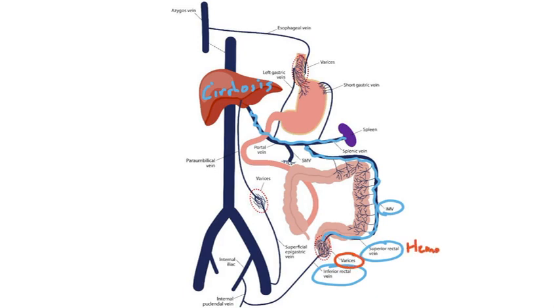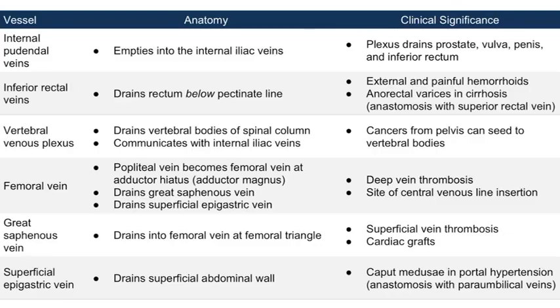Now, the superior rectal vein can also be the source of hemorrhoids, but these occur above the pectinate line, so they receive visceral innervation, which means they are painless, whereas hemorrhoids in the inferior rectal veins receive somatic innervation, so they're painful. Going back to the table, the inferior rectal veins drain the rectum below the pectinate line. They cause external and therefore painful hemorrhoids, and they can form anal rectal varices in patients with cirrhosis. And this is because the inferior rectal veins form an anastomosis with the superior rectal veins.